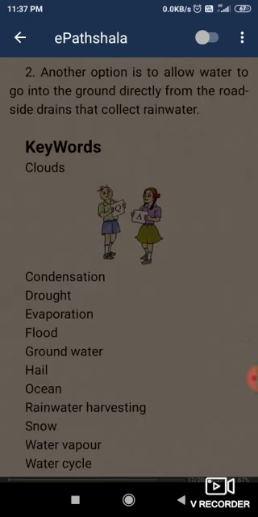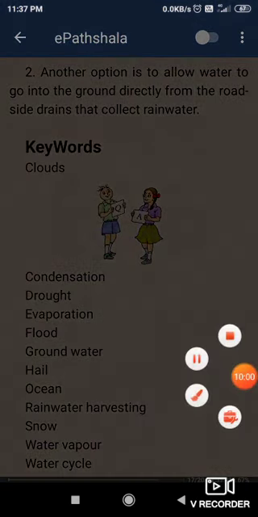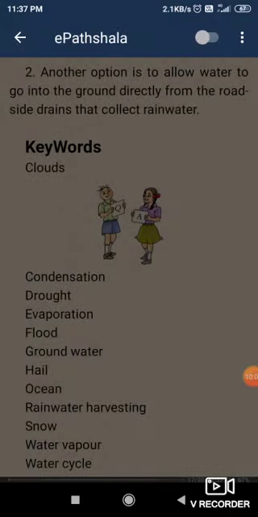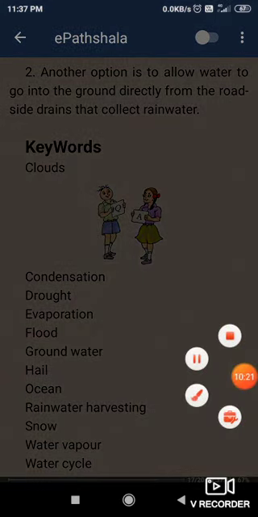Got it, children? Students, some keywords are given below: clouds, hail, condensation, ocean, drought, rainwater harvesting, evaporation, snow, flood, water vapor, groundwater, and water cycle. Got it?